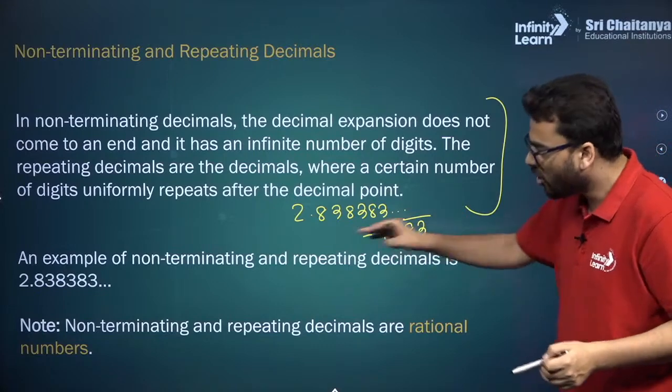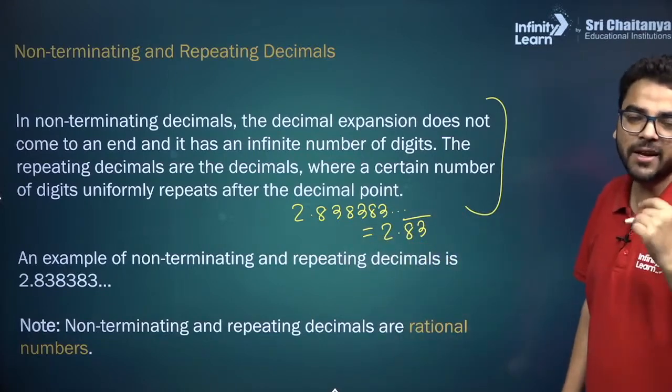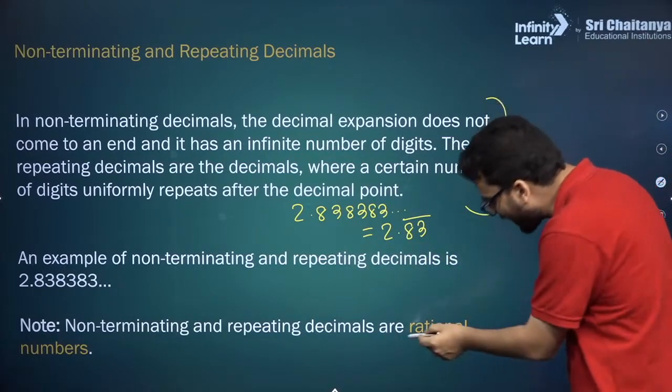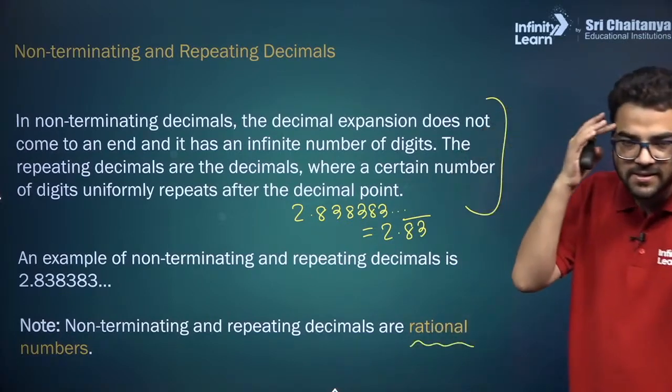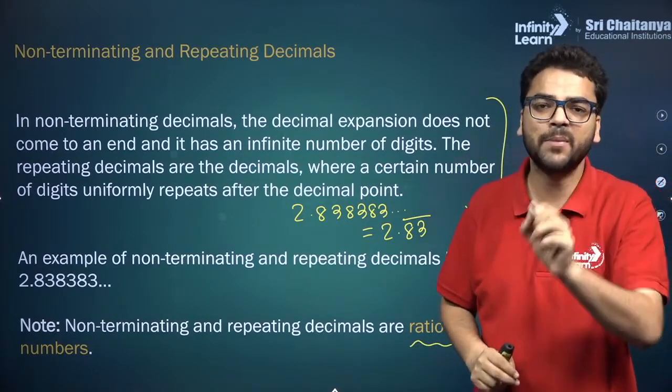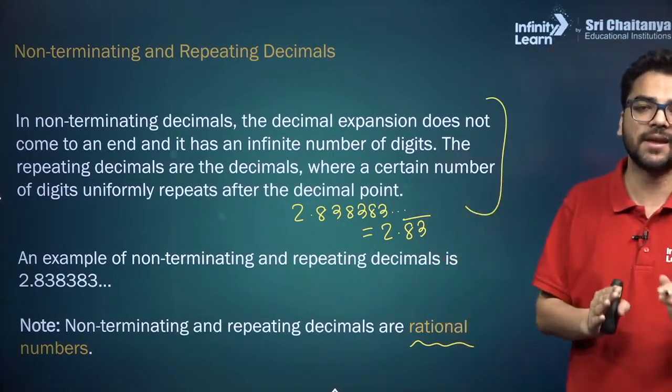So all of the non-terminating but repeating decimal representations are rational numbers. Just fix that in your mind. If it's a terminating decimal representation, then it's a rational number.